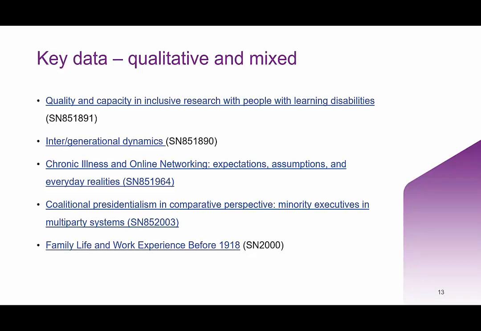The fourth one down is a bit of a mouthful. It's the coalitional, presidential and comparative perspective, minority executives and multi-party systems. This one's not quite as accessible as some of the other ones, but I wanted to make the point that you don't just get individual-based data in qualitative and mixed studies. This study looks at presidential coalitions across a number of countries, across Europe, Africa, and Asia. It makes the point that even with qualitative research, you can do this kind of macro scale comparative work, and this study is a really good example of that.